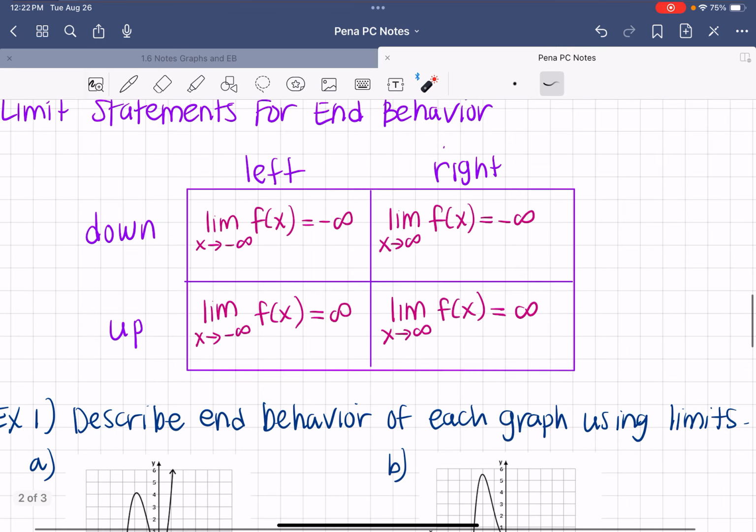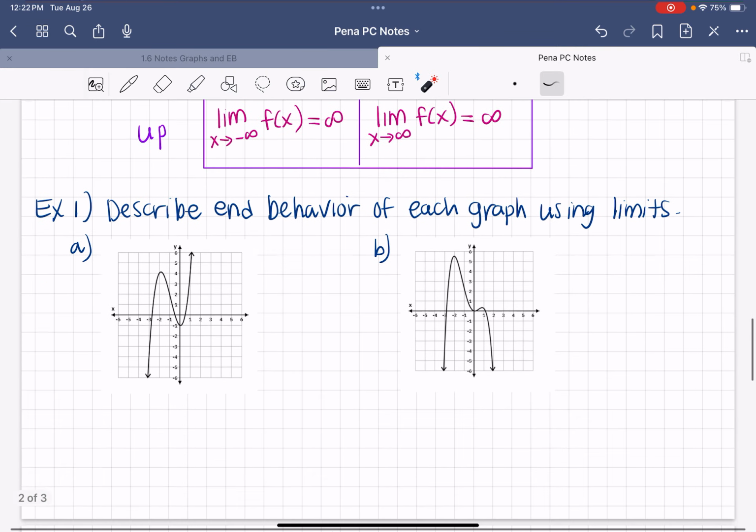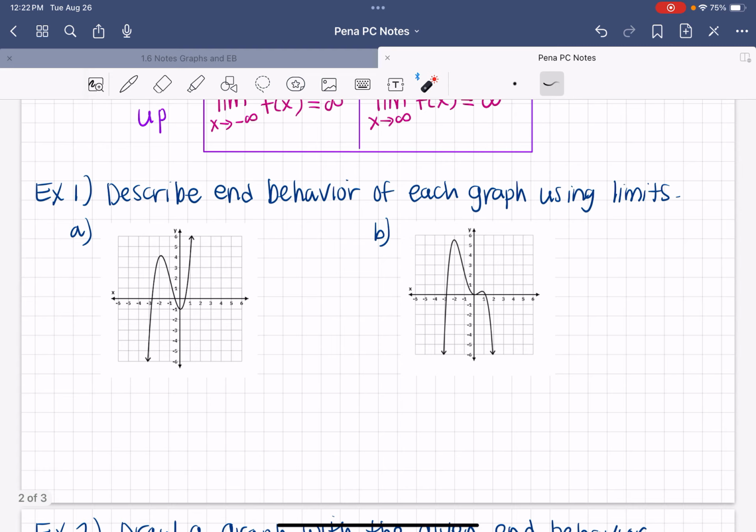For our examples, and you should have picked up these graphs on the way in, describe the end behavior of each graph using limits.